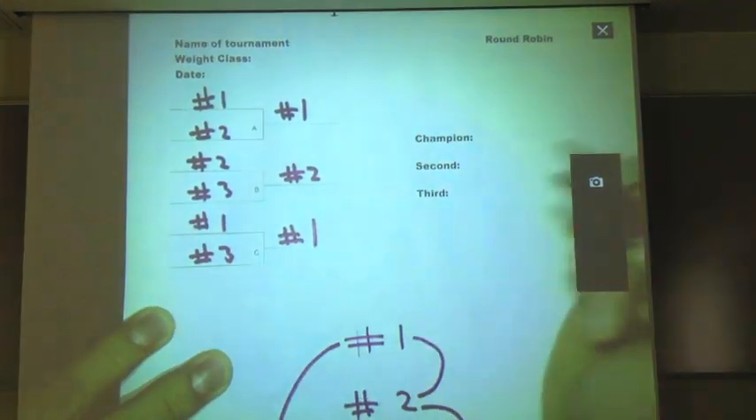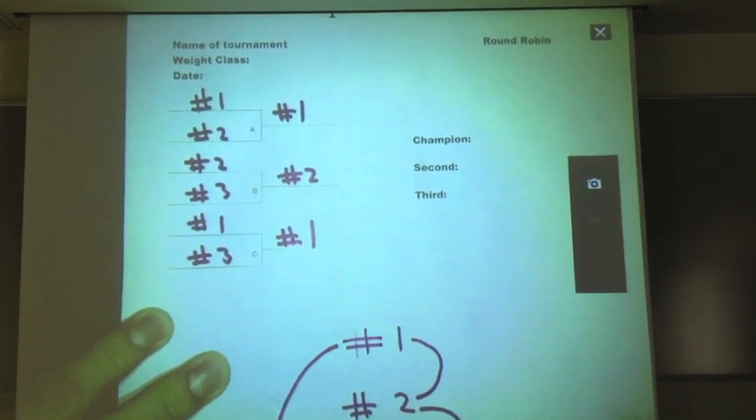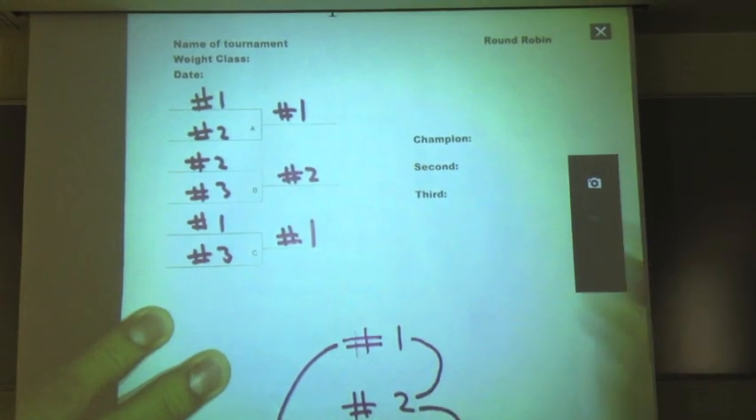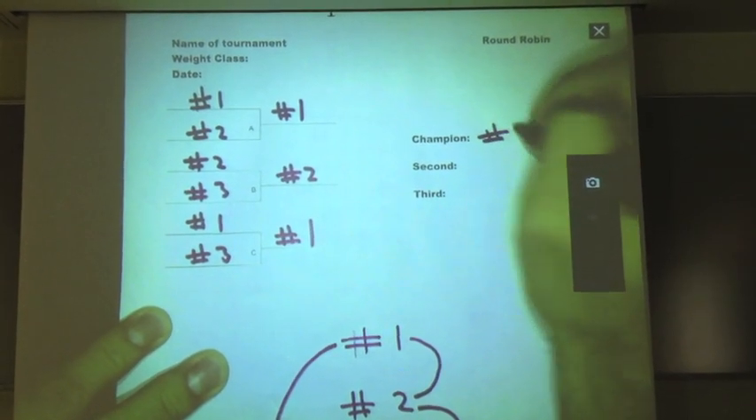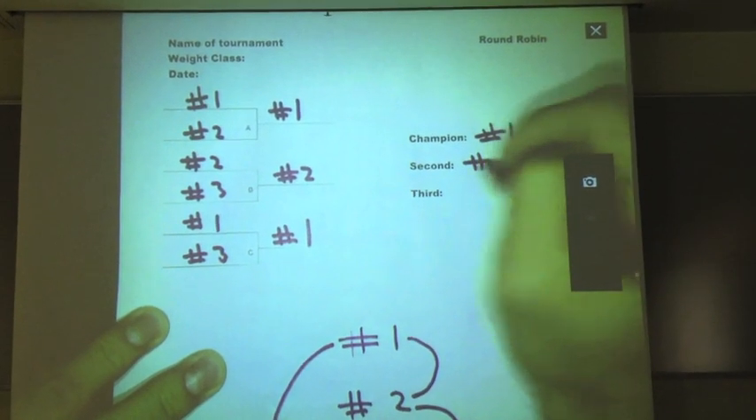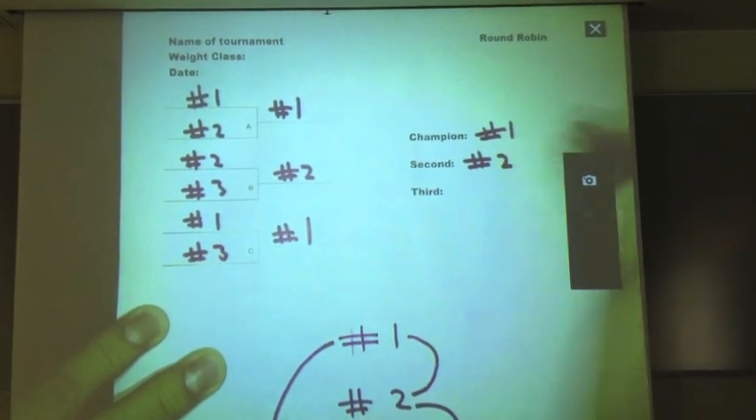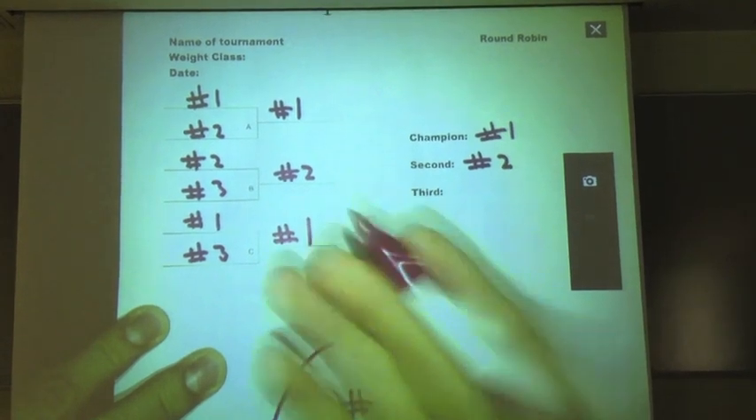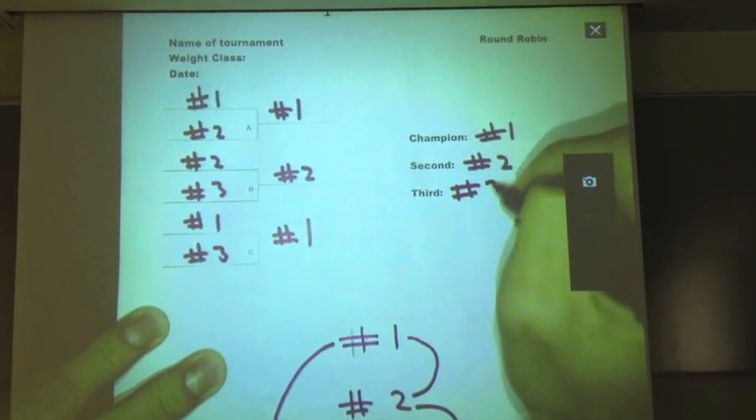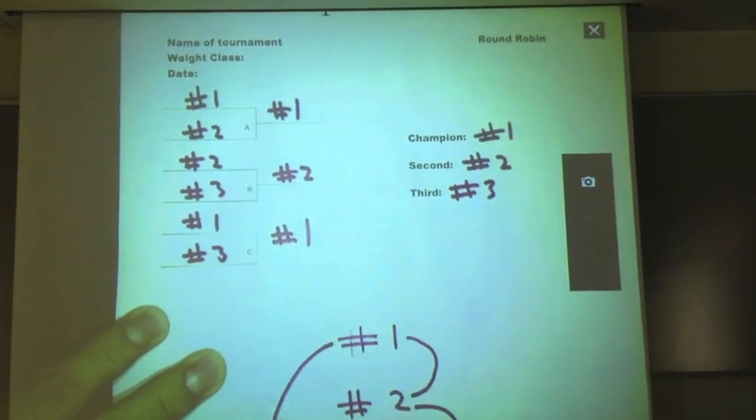So to find out who the first, second, and third place are, you just tally up the wins. The fighter with the most wins is number 1, so he's going to be the champion. And then number 2 has 1 win, so he has the second most wins, so he's going to be second place. And since number 3, just by process of elimination, has to be third place. And that concludes 3-man round robin brackets.